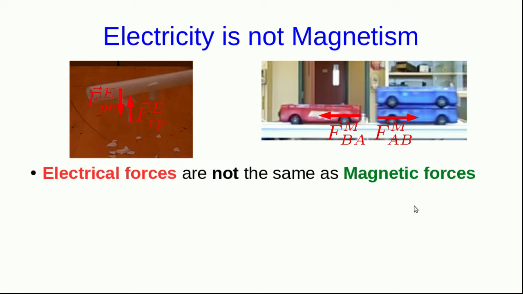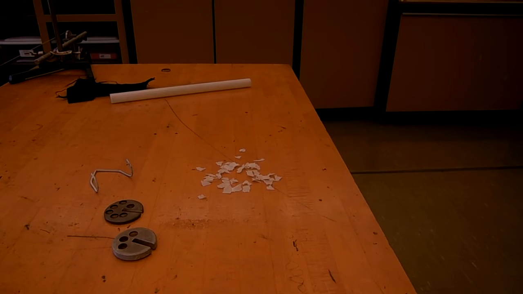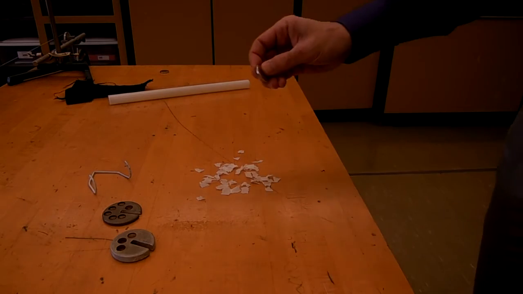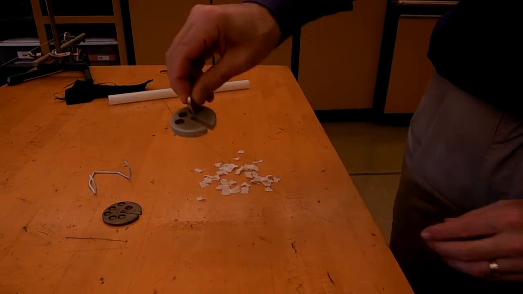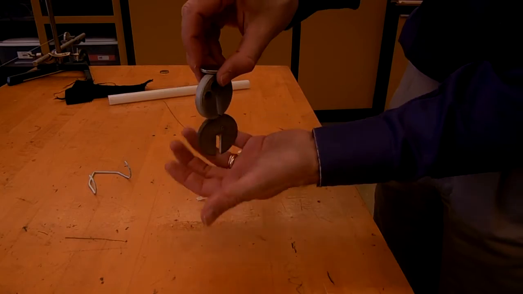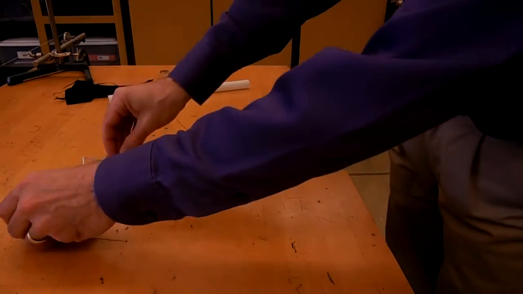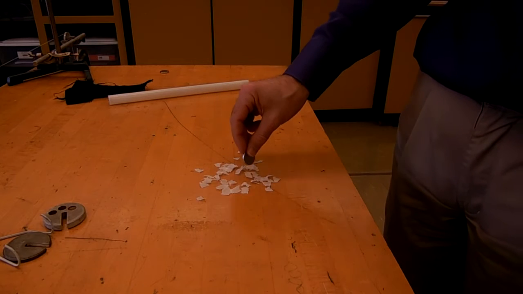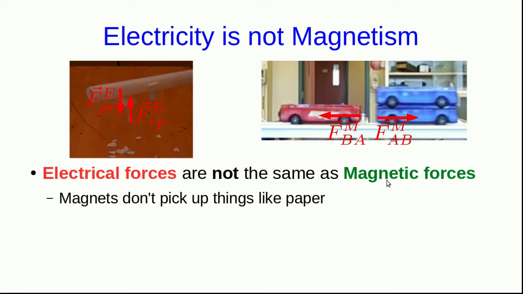It's really important to note that electrical forces are not the same as magnetic forces. These are two totally different phenomena, although as we'll see, they are connected. A magnet is very different from a charged object. There are lots of things it'll pick up. For example, this permanent magnet will pick up various pieces of steel. However, it will not pick up the little pieces of paper on the tabletop, and so it doesn't pass our test for being charged.